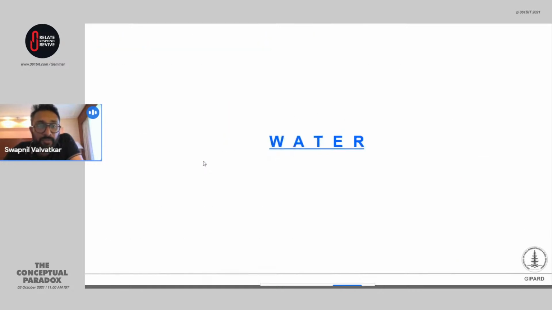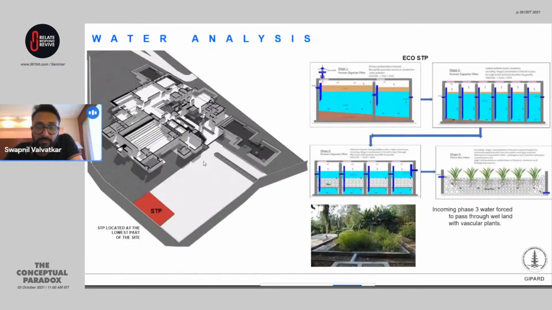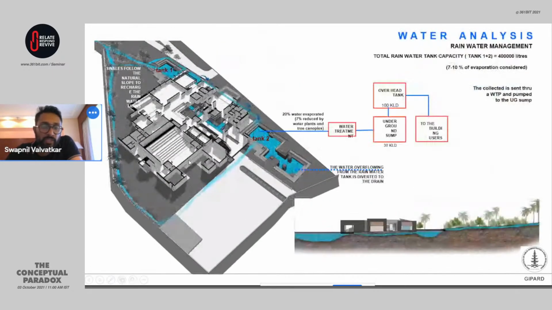Water, we kind of preserved water. We were running an eco STP because there was enough land, and we could do that. There was a huge water lake kind of a situation that we created. So the entire water ran through a series of tanks and then came down to a larger tank, which almost is like a lake. And we didn't use drains. The concept was not to use drains, but to use swales, which are natural drain channels, to take the water down.